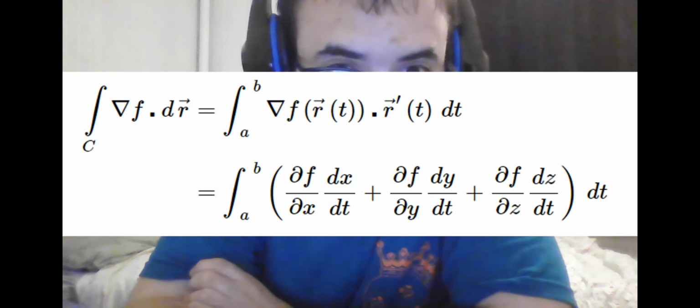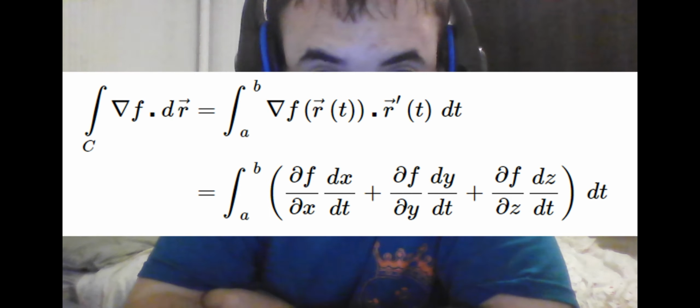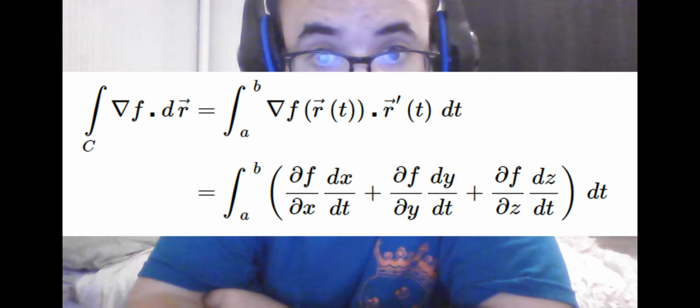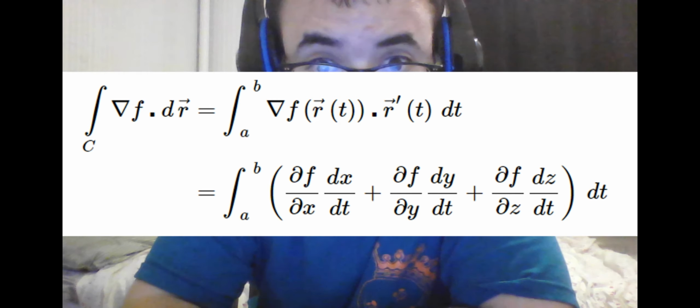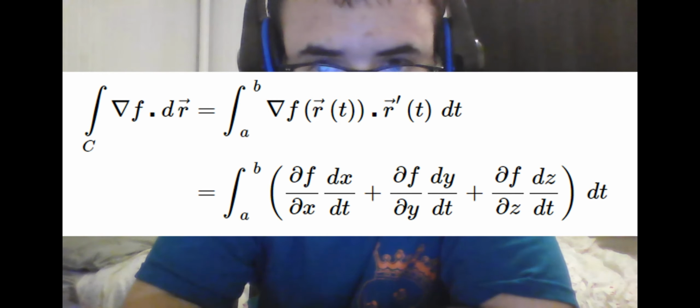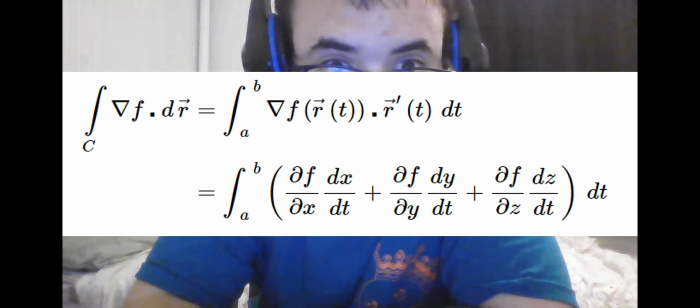And we know how to compute the dot product as the sum of all the components of the two vectors. So we do that and we get the change with respect to parameter t of the function of vector r of t integrated with respect to t.